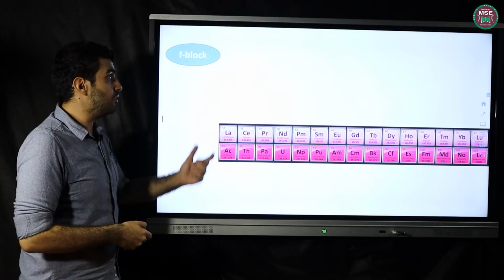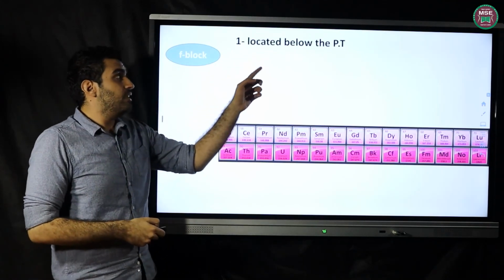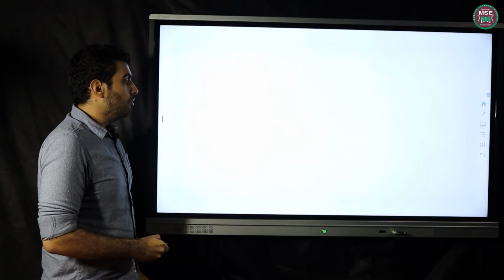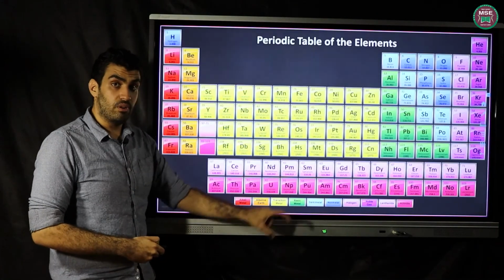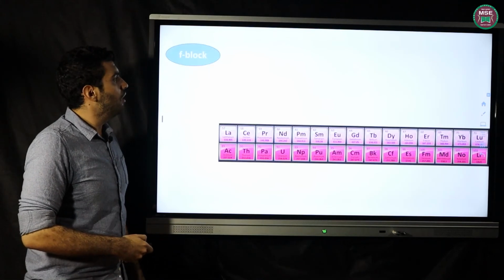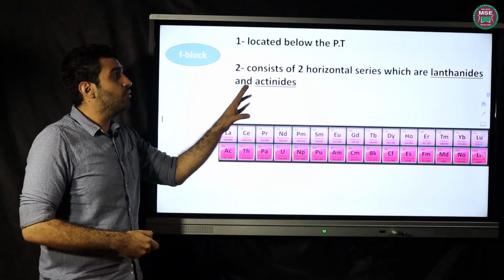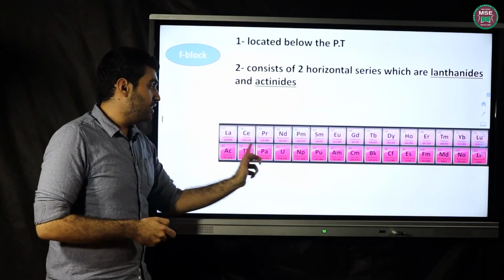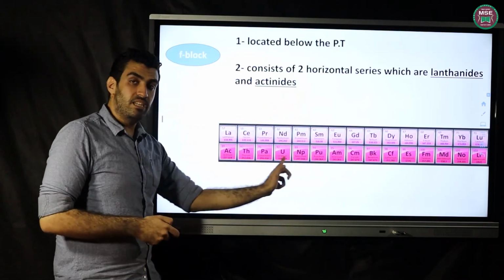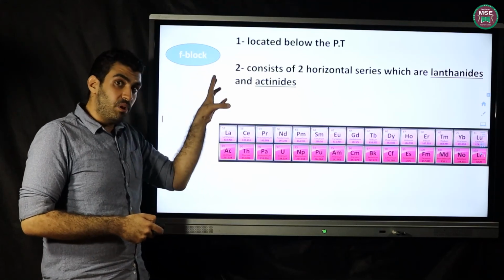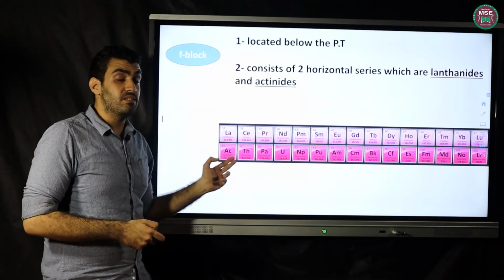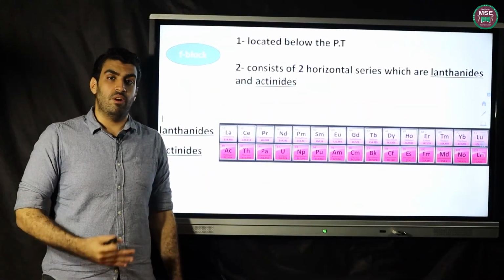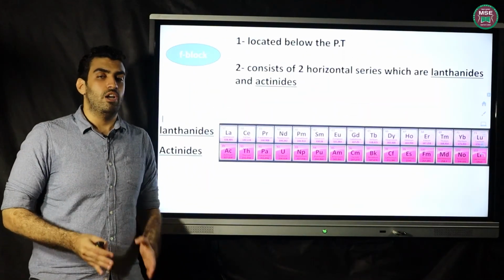F block, the last block. Number 1, it is located below the periodic table. It's found here. Number 2, there are no groups, but 2 horizontal series. The first series of the F block is called lanthanides and the second one is called actinides. And here is the end of the first part of our first session. I hope you understood it.